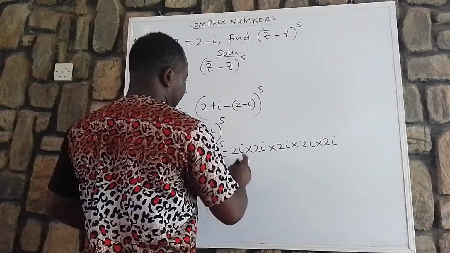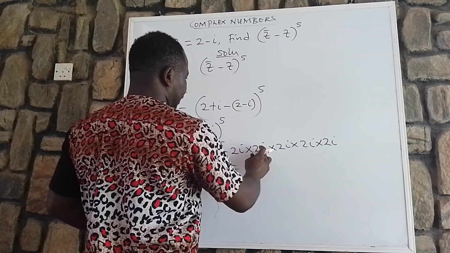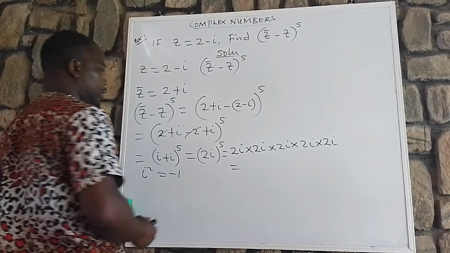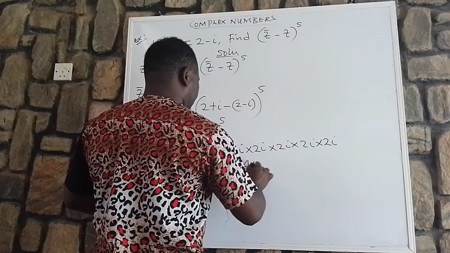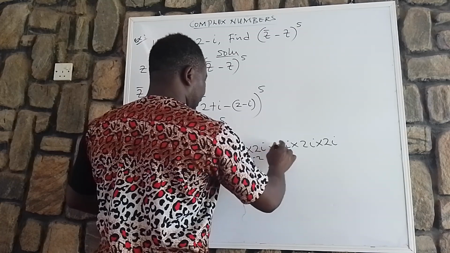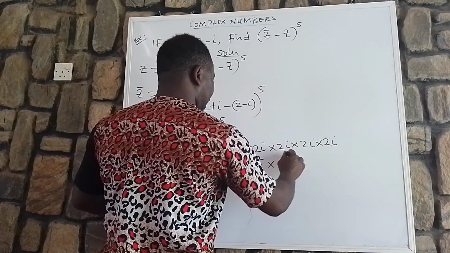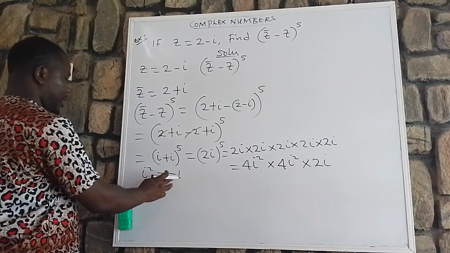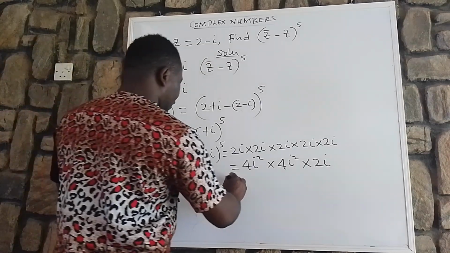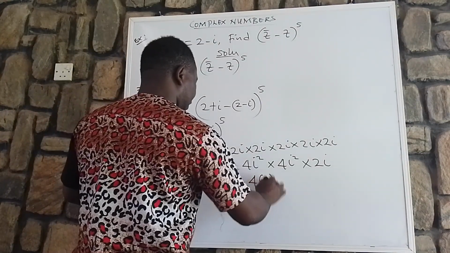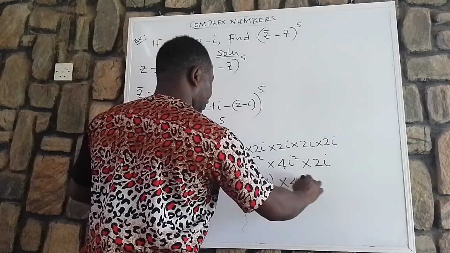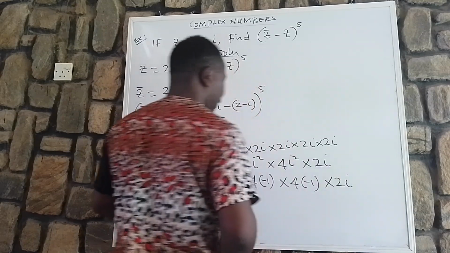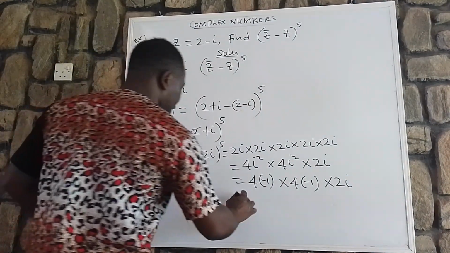Then let us consider the i squared. This one will give us 4i squared. Then times this times this will give us 4i squared times 4i squared times 2i. Note that i squared is minus 1. So this is equals to 4 times minus 1, times 4 times minus 1, times 2i.